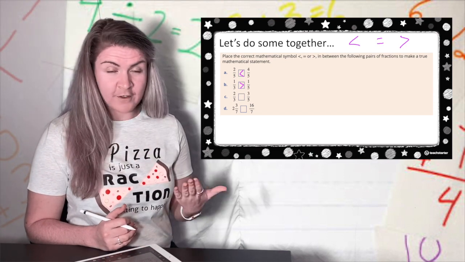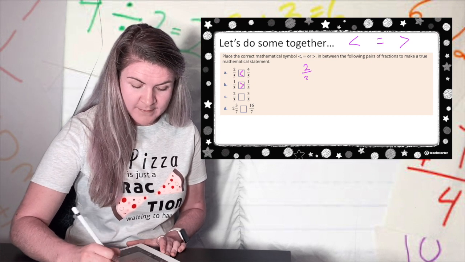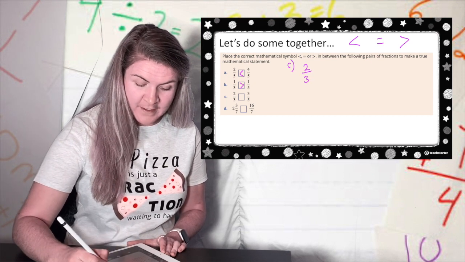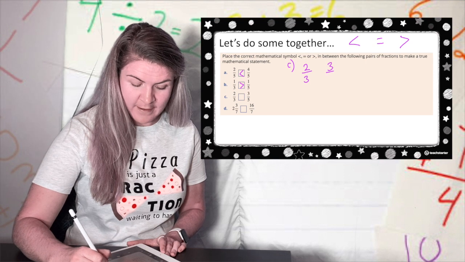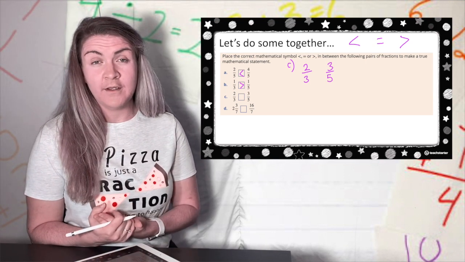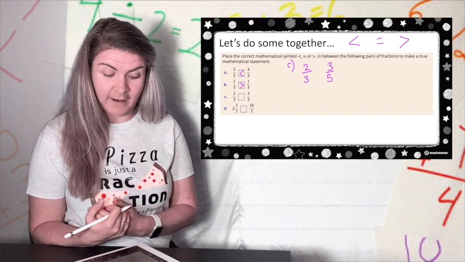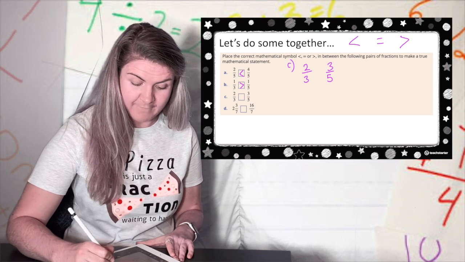Now I've got 2/3 and 3/5. This one, none of them are the same, which means I need to do a little bit of working. I've got 2/3 and I've got 3/5. Now I'm going to figure out what the lowest common multiple is, and I've figured out that my lowest common denominator is going to be 15.